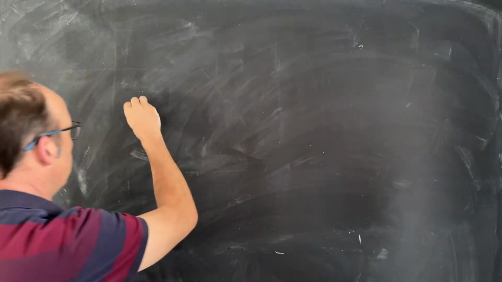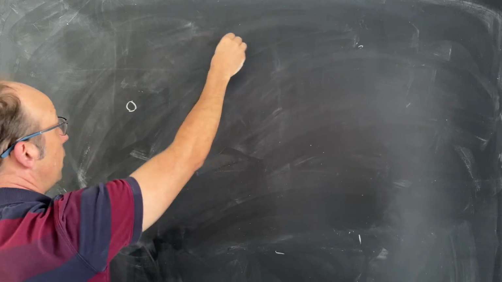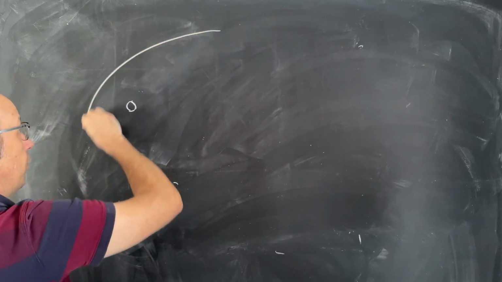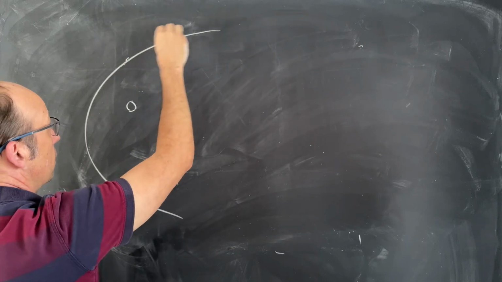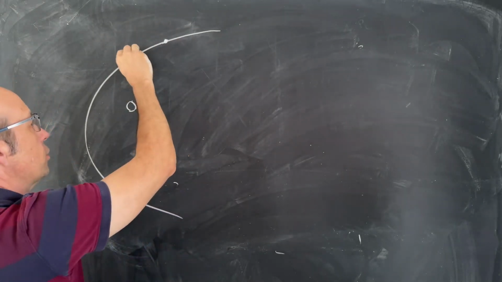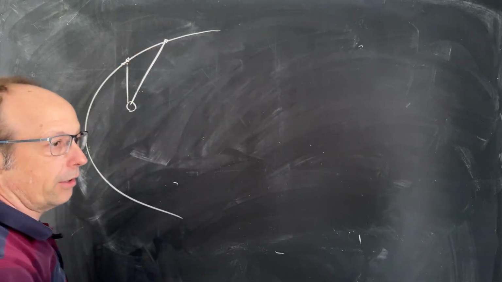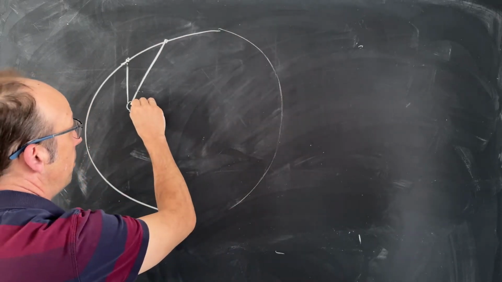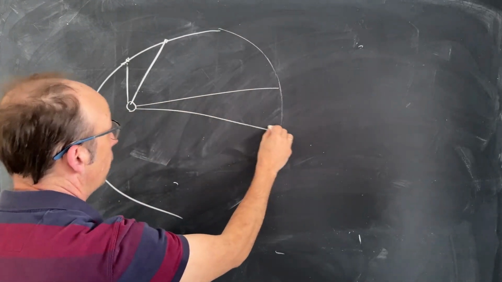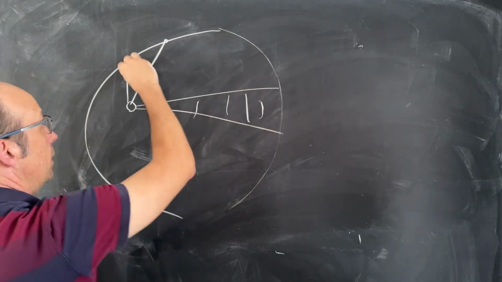So here's my sun, and then here's my object moving like that. And let's say it goes from here. We want to show this, right? Equal areas, equal times. So over here, in the same amount of time, it doesn't move as far. So this area is the same as that area.